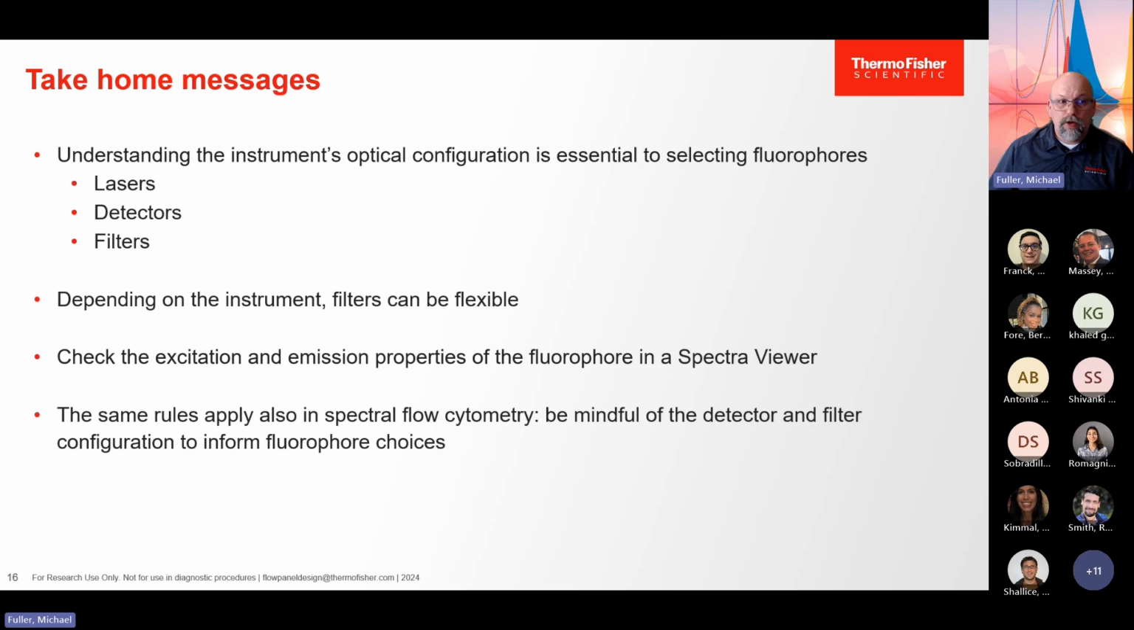While instrument configuration charts can be very useful in selecting fluorochromes, do not dismiss using spectra viewers. They will give you much better information on both how optimally a fluorochrome will be excited and what detector will best capture those emissions. And finally, even though we have more freedom with spectral flow cytometers, you still need to be mindful of those same rules. You still need to know how many detectors you have and what your filter configuration is.